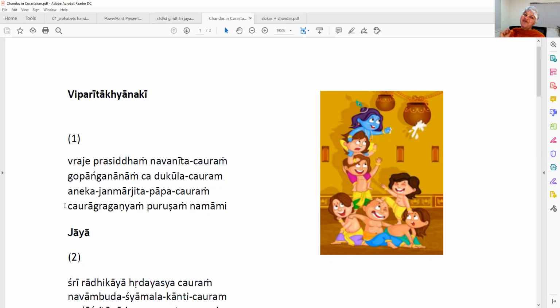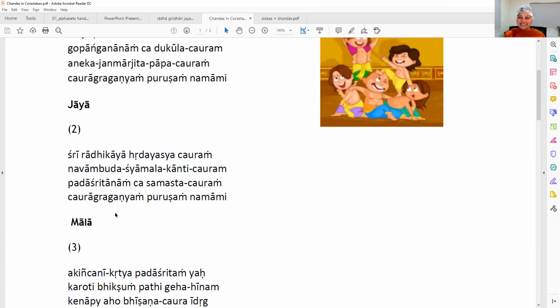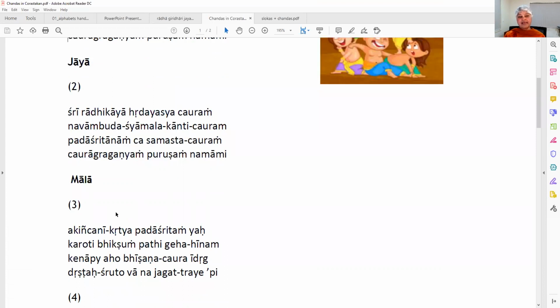Now the second verse is even more beautiful. It says, Shri Radhikaya Hridayasya Chauram Navambuda Shyamala Kanti Chauram Padashritanam Cha Samasta Chauram Chauragraganyam Purusham Namami. Radhikaya means of Radhika. Hridayasya, of her heart. So chauram, the theft. The person who is the thief of Shri Radhika's heart.